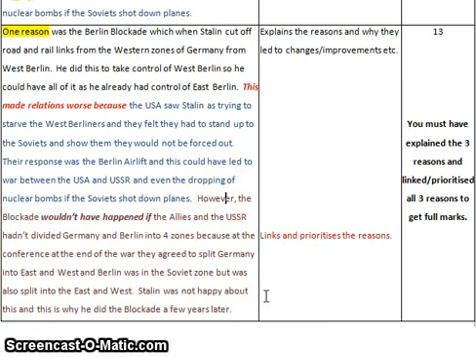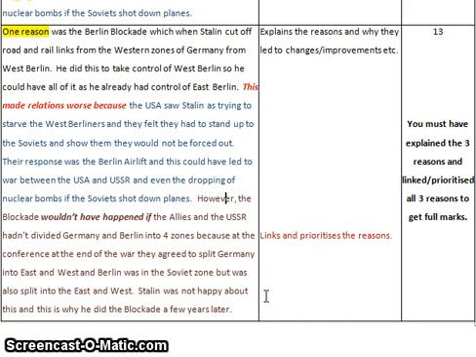It says, however, the blockade wouldn't have happened if the Allies and the USSR hadn't divided Germany and Berlin into 4 zones, because at the conference at the end of the war they agreed to split Germany into East and West, and Berlin was in the Soviet zone, but was also split into the East and West. Stalin was not happy about this, and this is why he did the blockade a few years later. So, as we can see, they have linked the Berlin blockade to the last conference, the Potsdam Conference, and the splitting of Germany and Berlin, which is how they got the full marks.